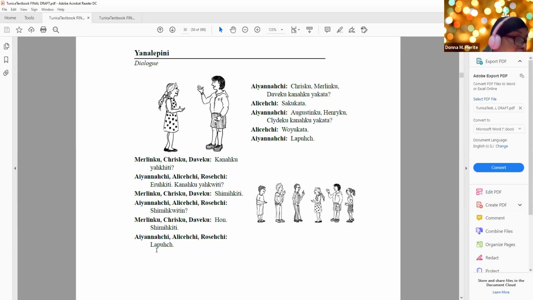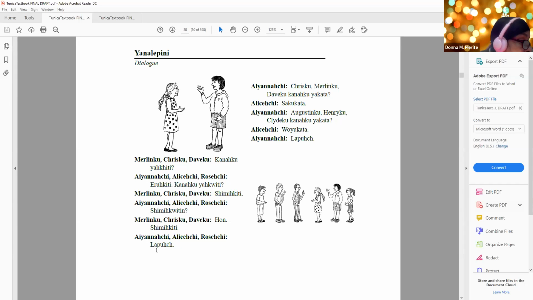So Alice says sakukata. So what are they all doing? Kanaka yakata. What are they doing? Alice answers. What does she answer? Eating. They are all eating. Chris, Merlin, Dave, sakukata. They are all eating.